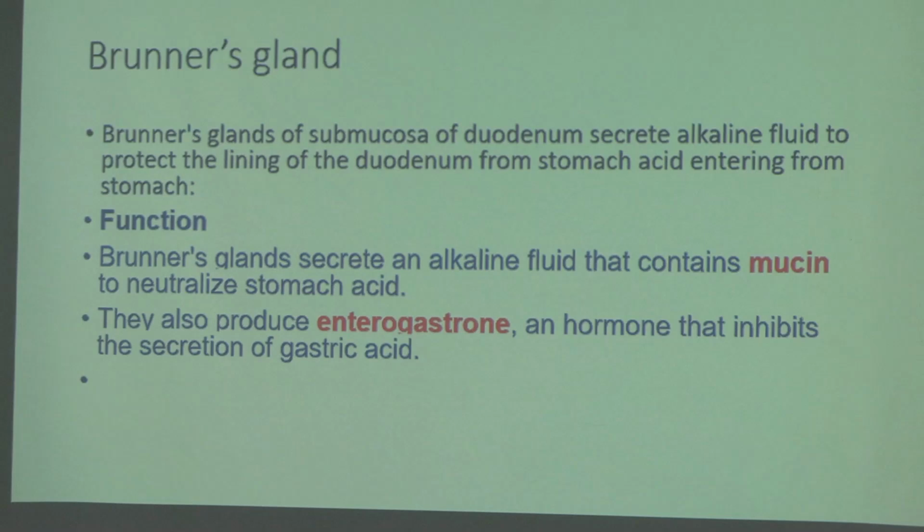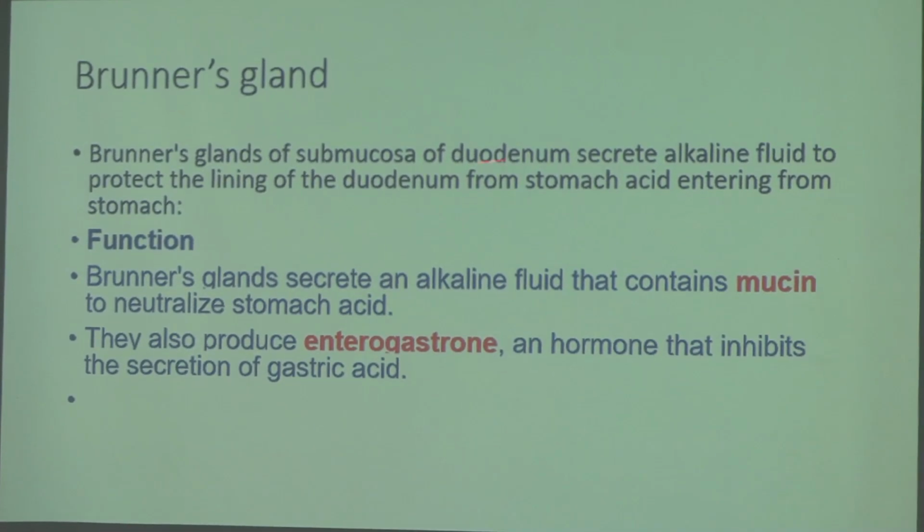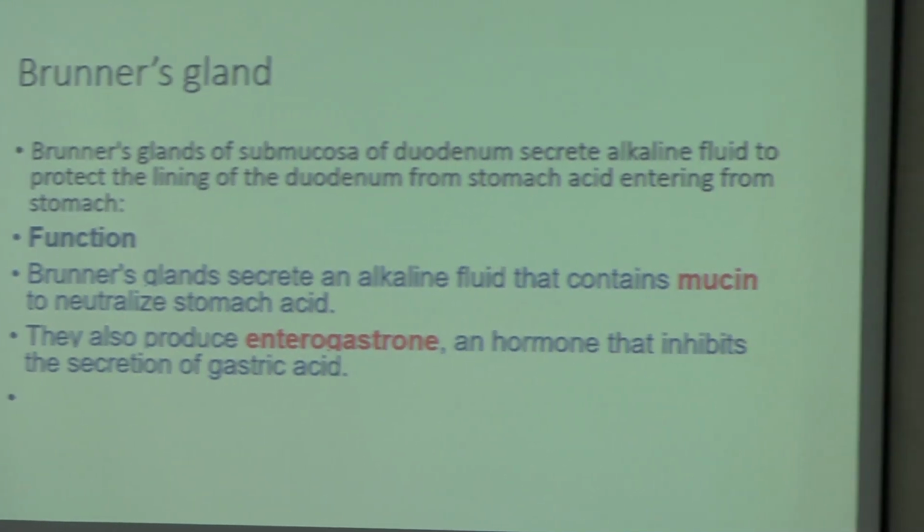What is the function of this? What do they do? They secrete alkaline fluid to protect the lining of the duodenum from stomach acid, that is hydrochloric acid, entering from the stomach. Brunner's glands secrete an alkaline fluid that contains mucin to neutralize acids coming from the stomach. Besides, remember this, it secretes enterogastrone, a local hormone that inhibits the secretion of gastric acid.